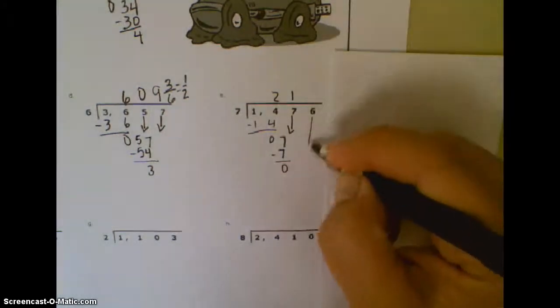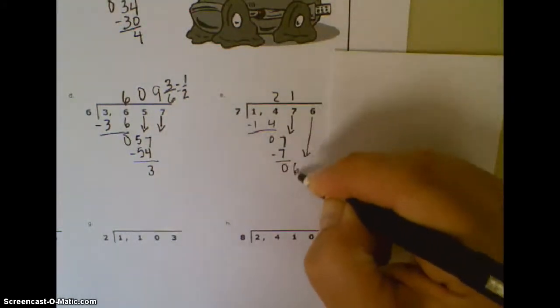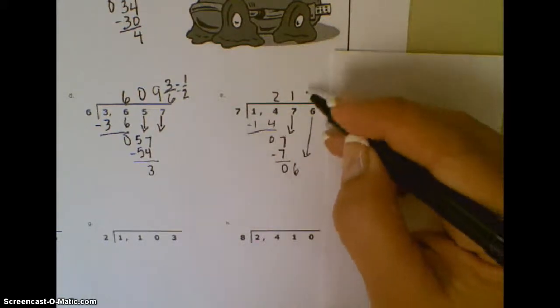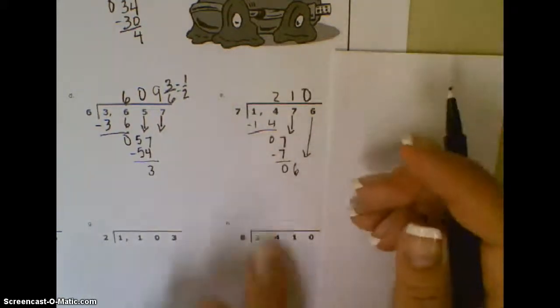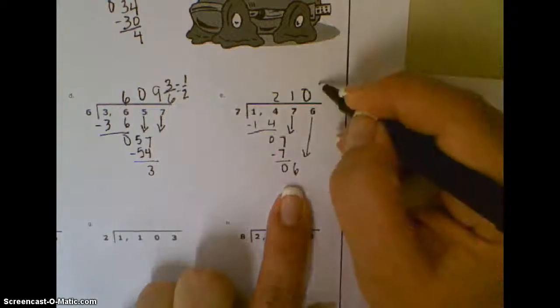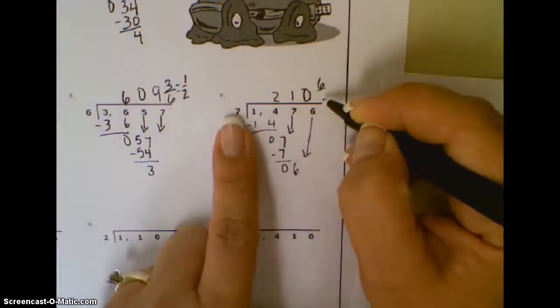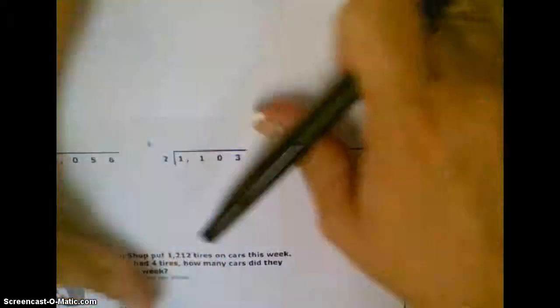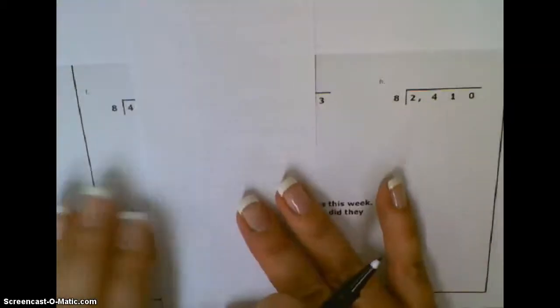We'll bring down the 6. 7 goes into 6. Well, it doesn't. So I need to put a 0 here. And then I can call this a remainder: 6 over 7. 210 and 6/7. I'm going to just fold this down so I don't get lost. There we go. Looking at the 8.